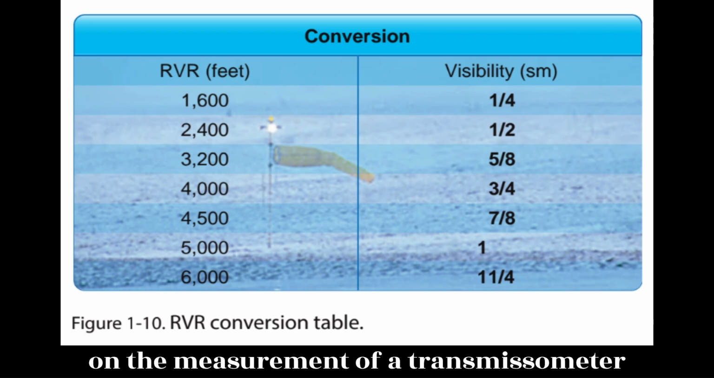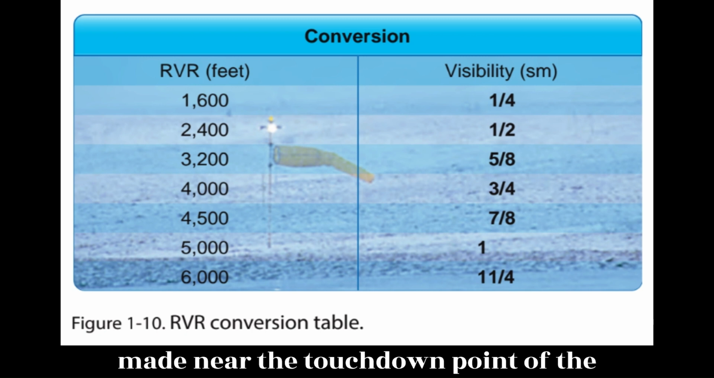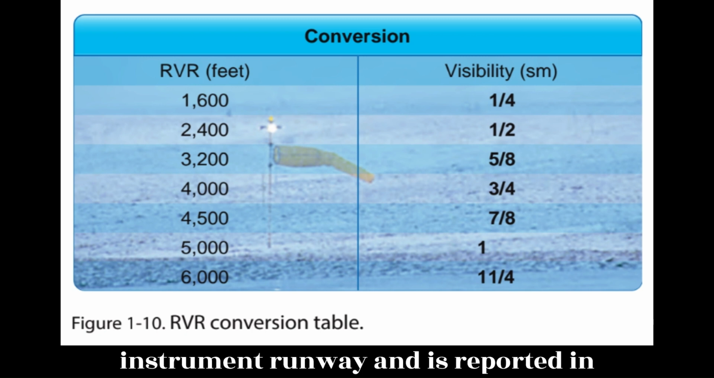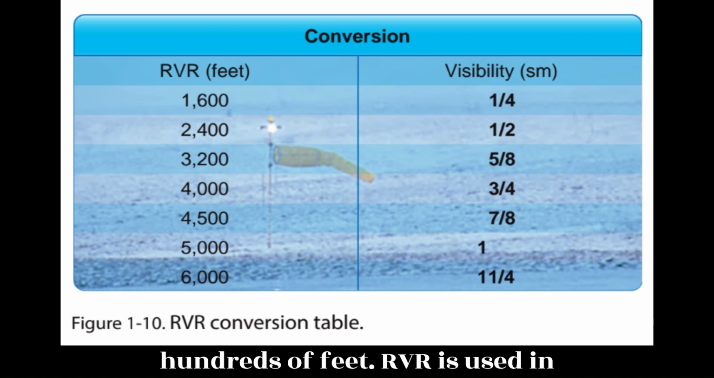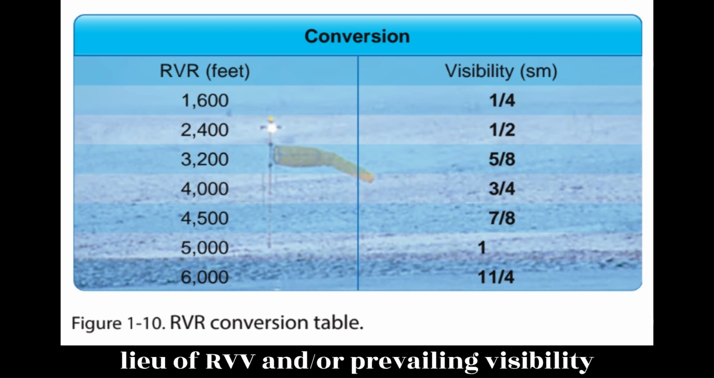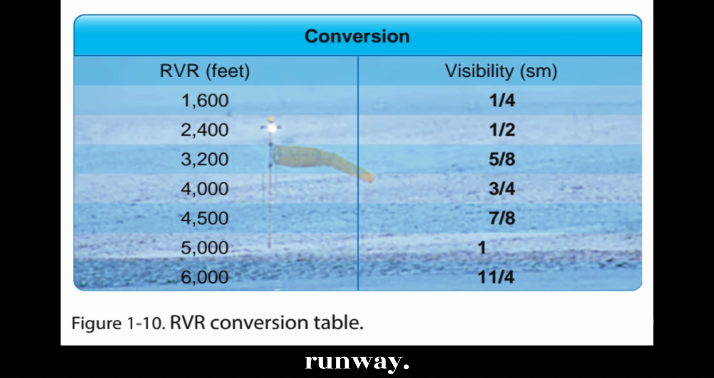It is based on the measurement of a transmissometer made near the touchdown point of the instrument runway and is reported in hundreds of feet. RVR is used in lieu of RVV and/or prevailing visibility in determining minimums for a particular runway.